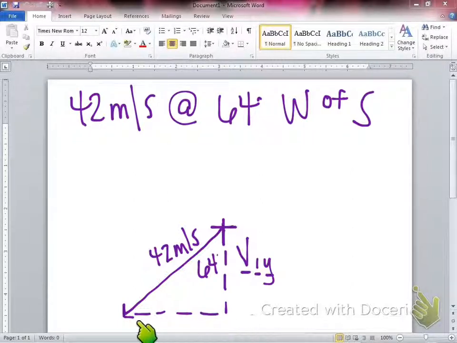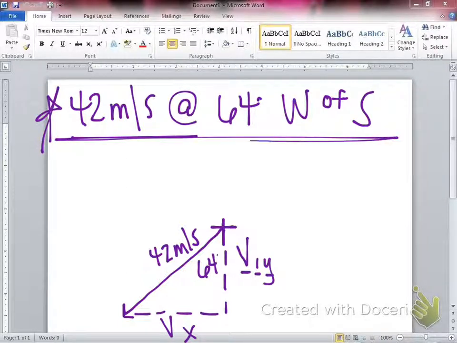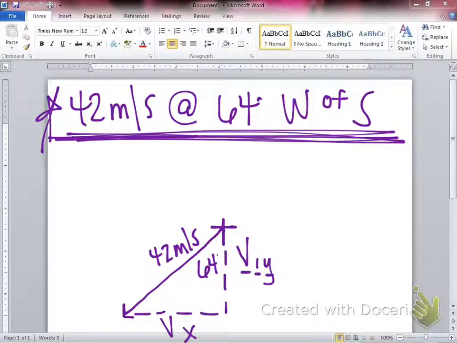How would I label this side of that triangle then? V sub 1x. It's on the x-axis, that's right, but we're still only dealing with the first vector. This is one vector right here, and each vector that's at an angle has 2 components to it. So this is still our first vector, and we're dealing with the x component of that vector. So we'd call it v sub 1x. Okay, the 1 tells us that we're breaking down that first vector that we got, which was this 42 meters per second at 64 degrees.